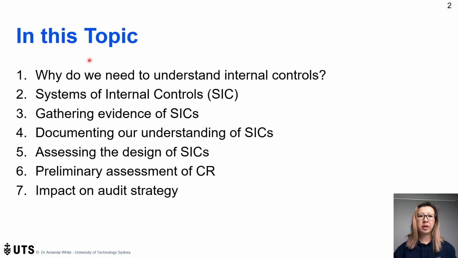In this topic, we're going to look at why we need to understand internal controls, what exactly are systems of internal controls, how we gather evidence, how we document our understanding, assessing the design of internal controls, and then coming up with our preliminary assessment of control risk, which we know goes into the audit risk model and will have an impact on our audit strategy.